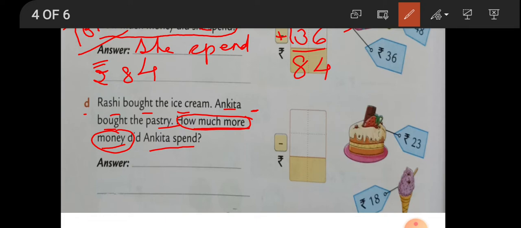Okay. And Ankita bought the pastry. Okay, children. How much more did Ankita spend? Okay. So, Ankita has spent, she now will write, she bought the cake for rupees 23, and how much has Rashi spent? 18 rupees. So first let us subtract, then only we'll get the amount, children.